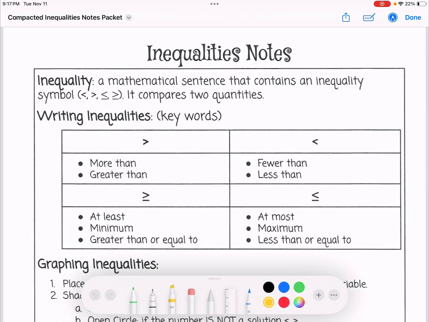If we look here, we have this, which is the more than or the greater than, and we have this, which is the less than or the fewer than. And then we have at least, minimum, greater than or equal to, at most, maximum, less than or equal to. So you can always refer back to your notes if you forget what they mean, but those are important for today's lesson.